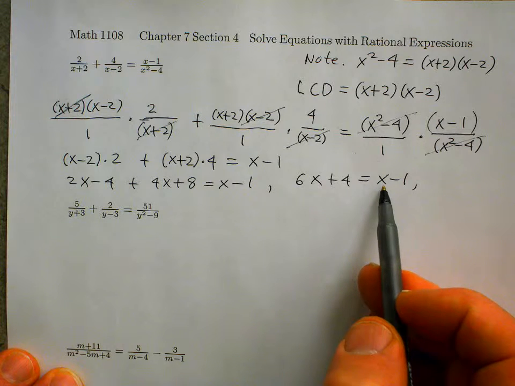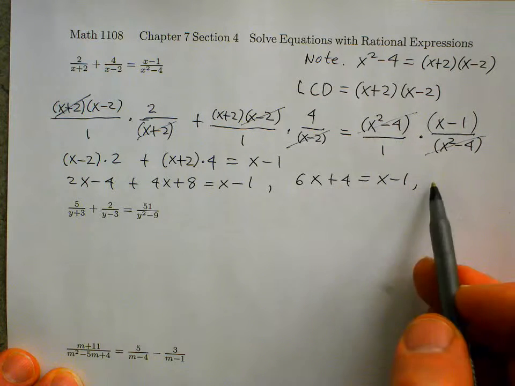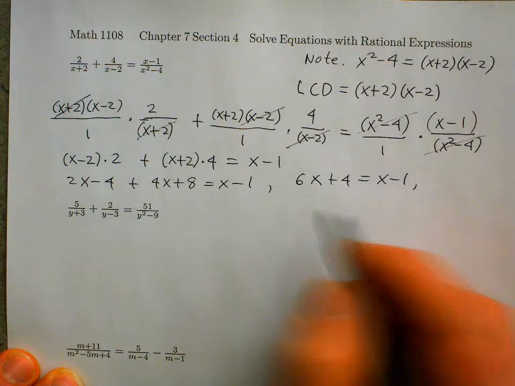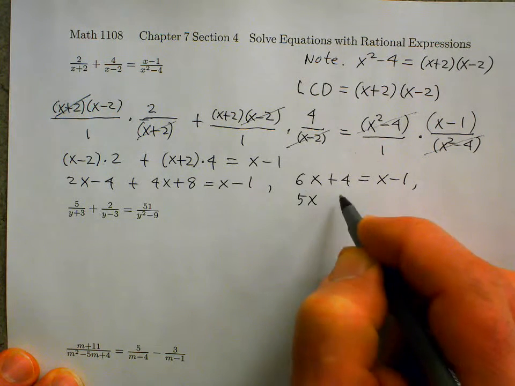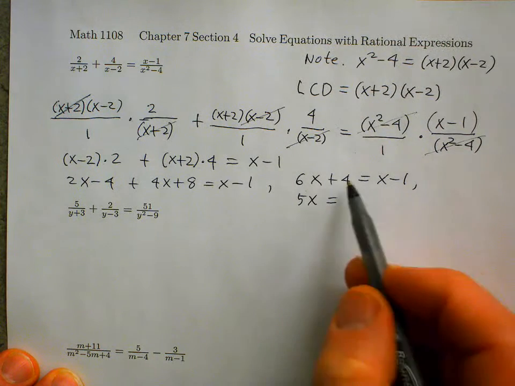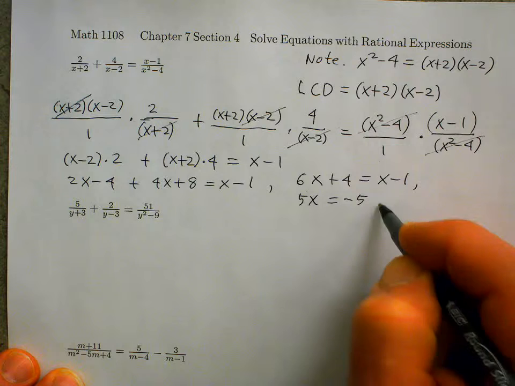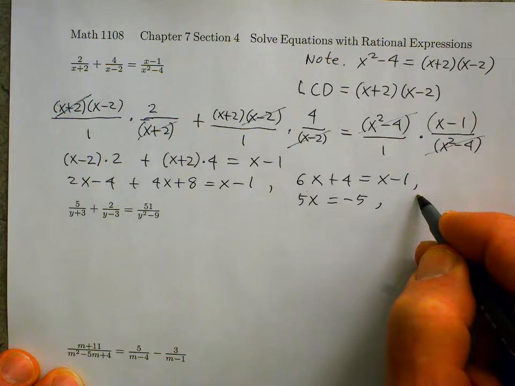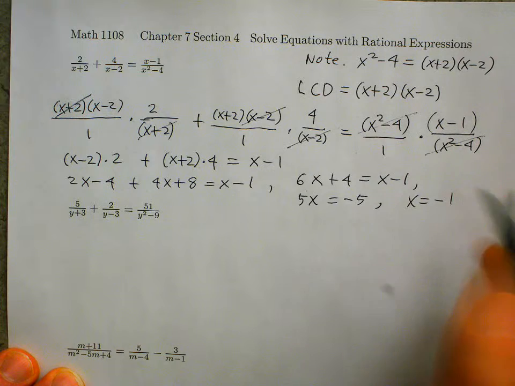Then subtract x from both sides, and we'll also subtract 4 from both sides. So 6x minus x is 5x. And when we subtract 4 from both sides, negative 1 minus 4 is negative 5. And then divide by 5, we get x equals negative 1.